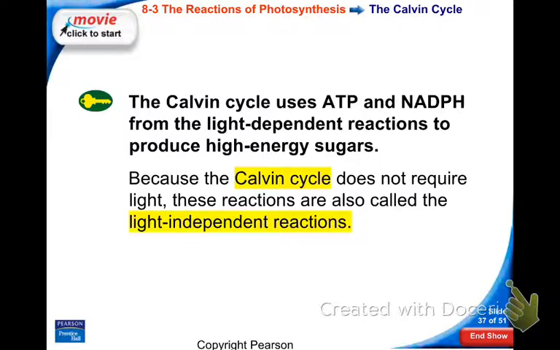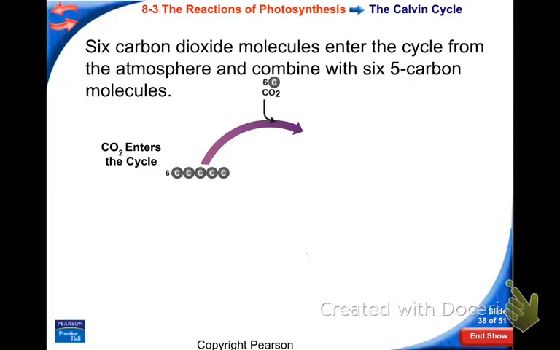Calvin cycle is also called the light independent reaction. When I first started teaching it, we called it the dark reaction, but that really gave a misconception because it doesn't have to happen in the dark. It can happen anytime. It can happen with or without light.